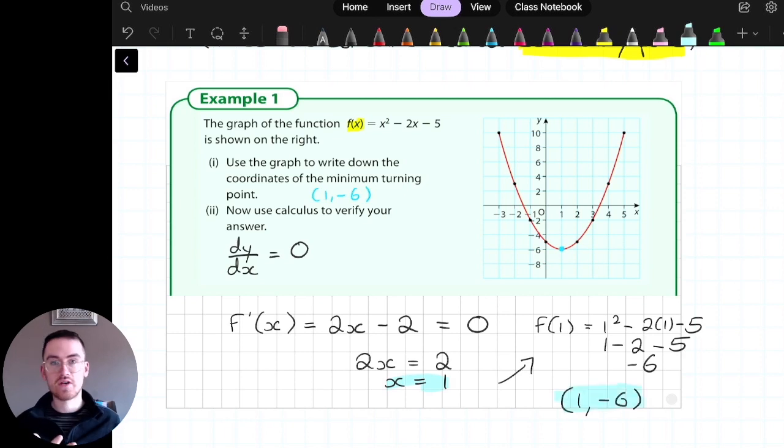So that's what we want, obviously. So we can see that with our calculus there, we didn't even need the graph of the function to find this minimum turning point. But it's important that we go back and look for the y value that goes with it if we're asked for coordinates. So again, it's just making sure we know what we're being asked.